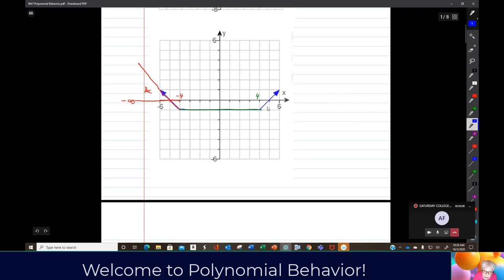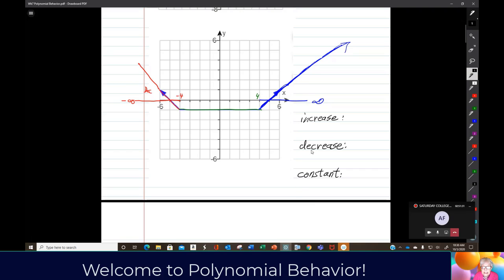And then it starts increasing forever and ever and ever. So from 4 to infinity, this graph is going to be increasing. And so our intervals of increase, decrease, and constant, should really be constant C, but nobody asked me. This thing is decreasing forever from negative infinity into negative 4.